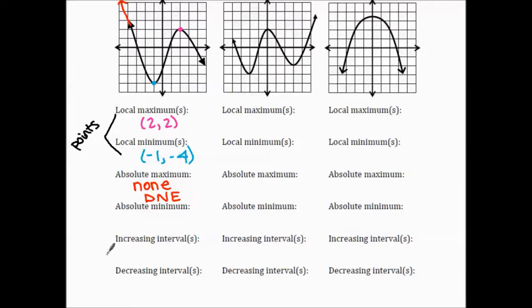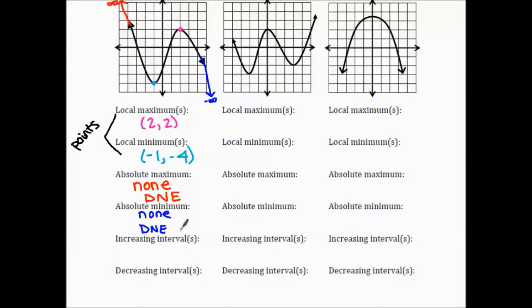For the absolute minimum, first you want to check the local minimum, and then you want to see if there are any other points that are lower. Well, on the right side of the graph, it's going to continue going down forever, and this side is going to go toward negative infinity. So just like we said for the maximum, there is no absolute minimum because that side of the graph is going to continue going down forever. So we can write none or DNE.